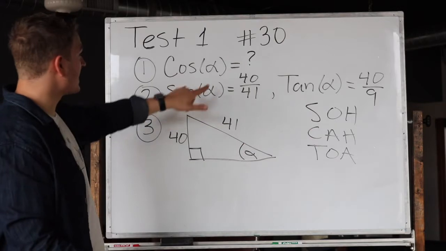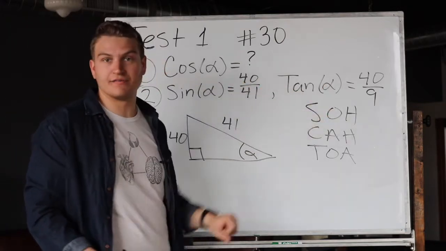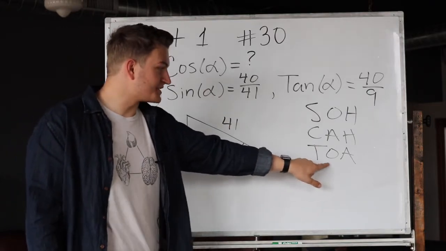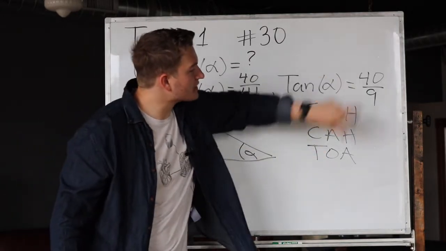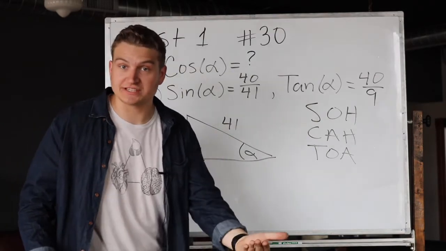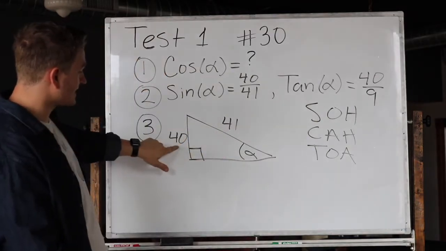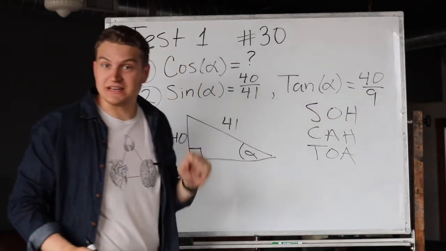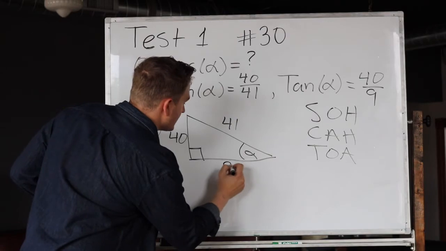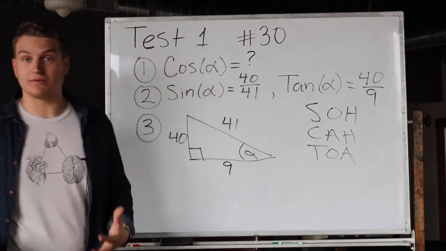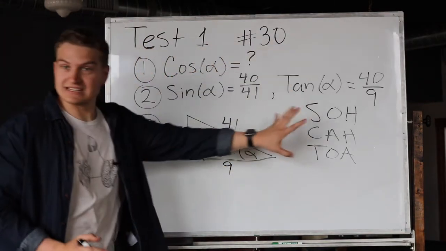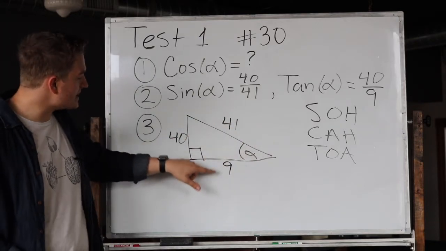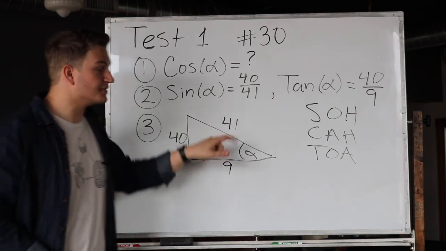Now if I also look at my tangent value, tangent of alpha is 40 over 9, and tangent, SOHCAHTOA, is opposite over adjacent. So 40 over 9 is opposite over adjacent, right? So opposite, again, is 40. And adjacent is going to be 9. So if I put 9 on my adjacent side, now here's what we have. All of this is telling us that we have this right triangle. And our triangle has legs 9 and 40, and hypotenuse 41.